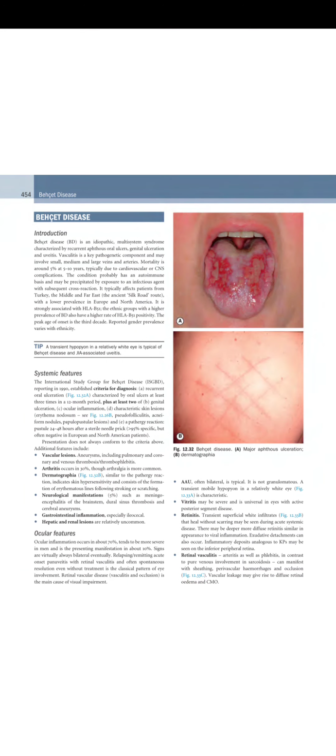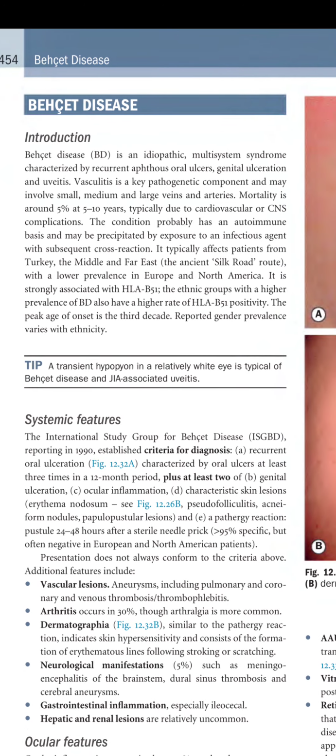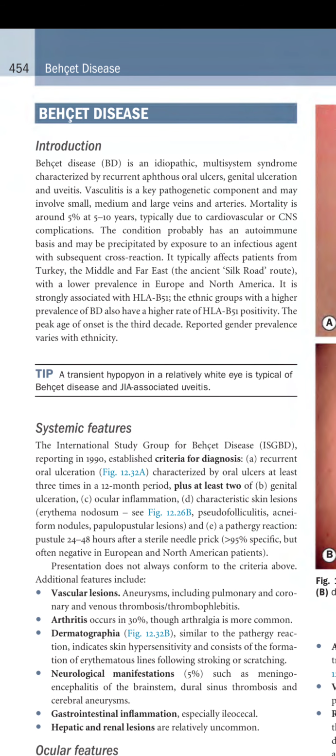So now next is Behçet disease. Behçet disease is also an autoimmune disease. Behçet disease is an idiopathic multisystem syndrome characterized by recurrent aphthous oral ulcers, genital ulceration and uveitis. So oral ulcer, genital ulcer, and uveitis is what Behçet disease is. Vasculitis is a key pathogenetic component and may involve small, medium, and large veins and arteries. Mortality is around 5% at 5 to 10 years, typically due to cardiovascular or CNS complications.